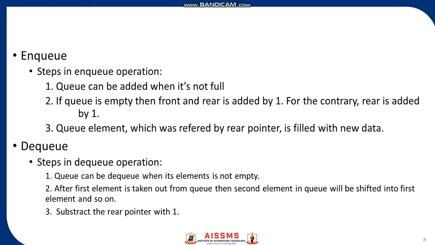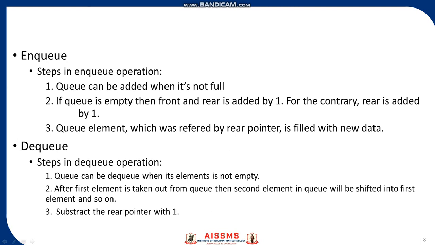Enqueue means adding a new element into the queue, and dequeue means removing an element from the queue. There are some steps in the enqueue operation. First, an element can be added only when the queue is not full. If the queue is empty, then front and rear are incremented by 1, otherwise only rear is incremented by 1. Then the queue element referred to by the rear pointer is filled with the new data. These steps are the algorithm for adding a new element into the queue.